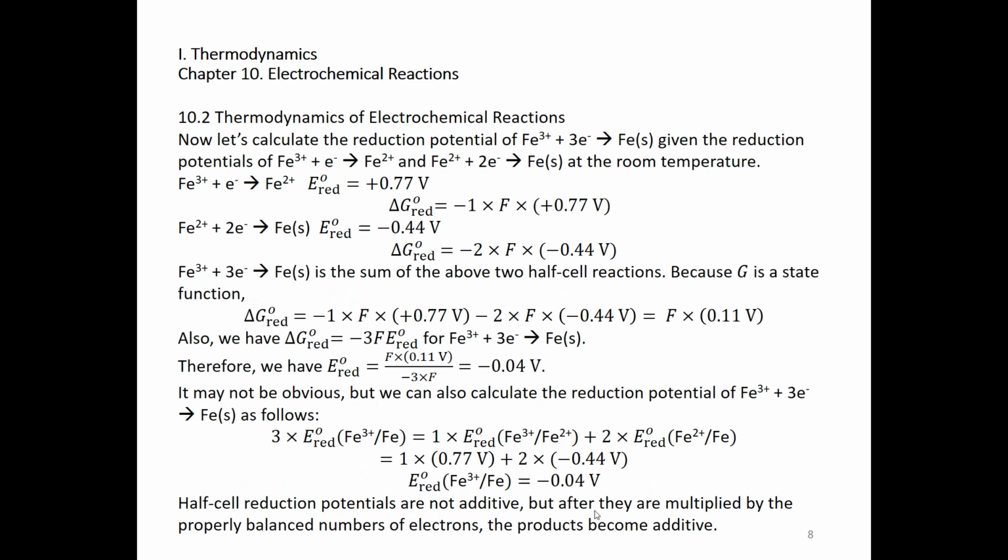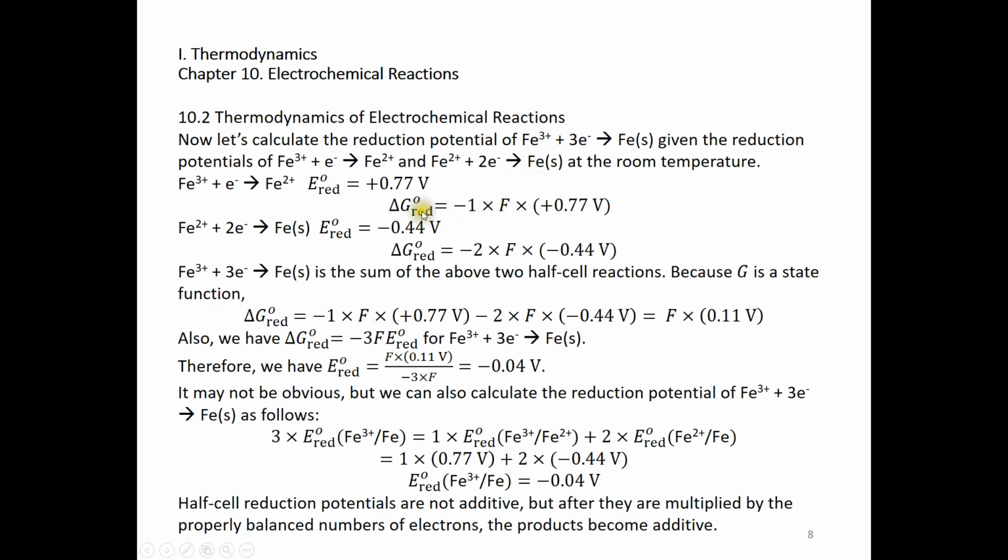Now let's look at a completely different example. This time we will calculate the reduction potential of a half cell from iron 3 to iron 0. Iron 3 gets 3 electrons and becomes iron 0. The information provided to us includes the reduction potential from iron 3 to iron 2, and also another half cell reaction from iron 2 to iron 0. How do we tackle this problem?